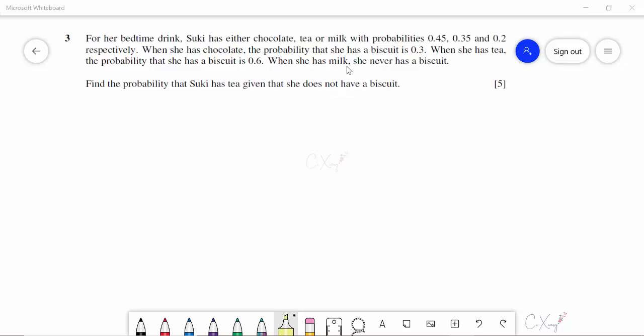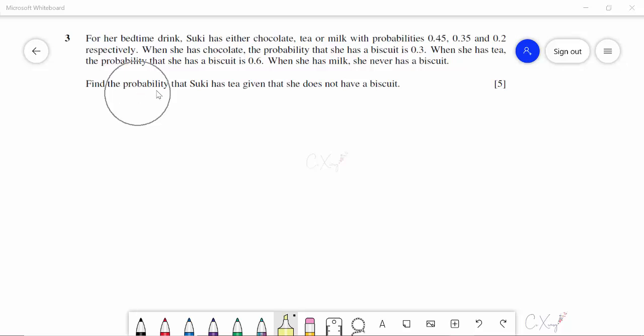Alright, so from here you can see that there are two processes in this whole event. The very first part is the bedtime drink, and after the bedtime drink, it is followed by the event of whether she has the biscuit or not. For this case, it will be quite useful if you use the probability tree diagram to get the answer, right? So you can have a look at the question.